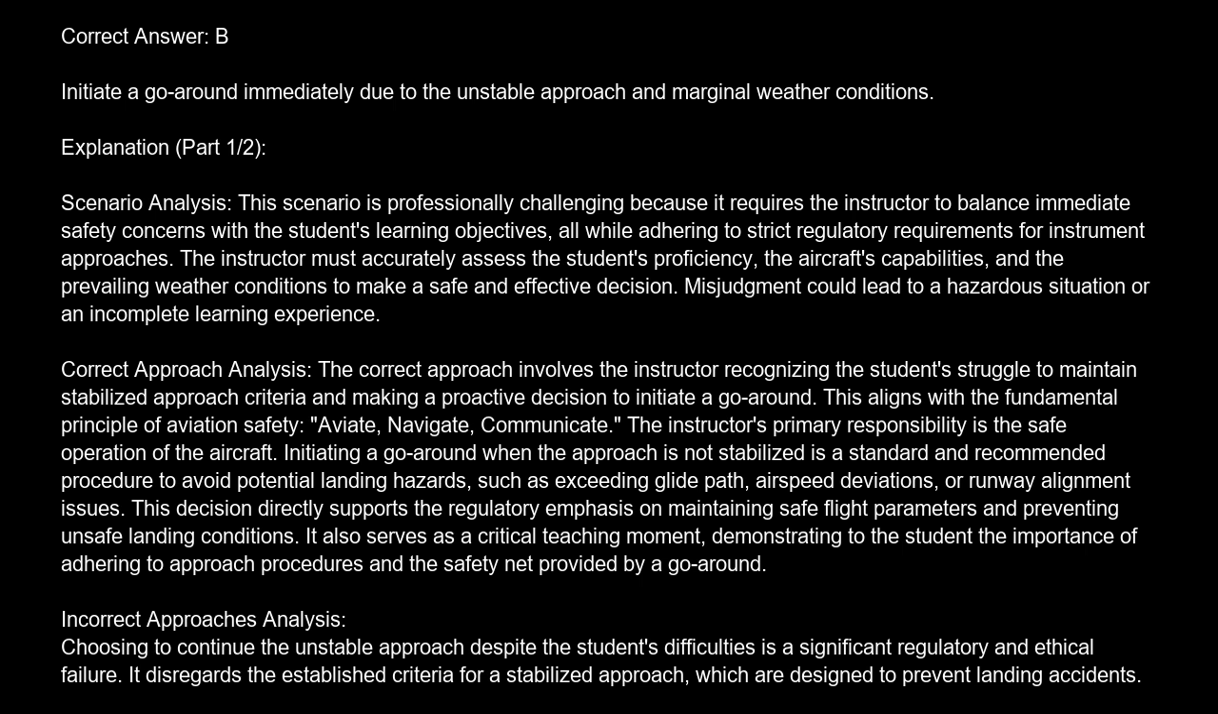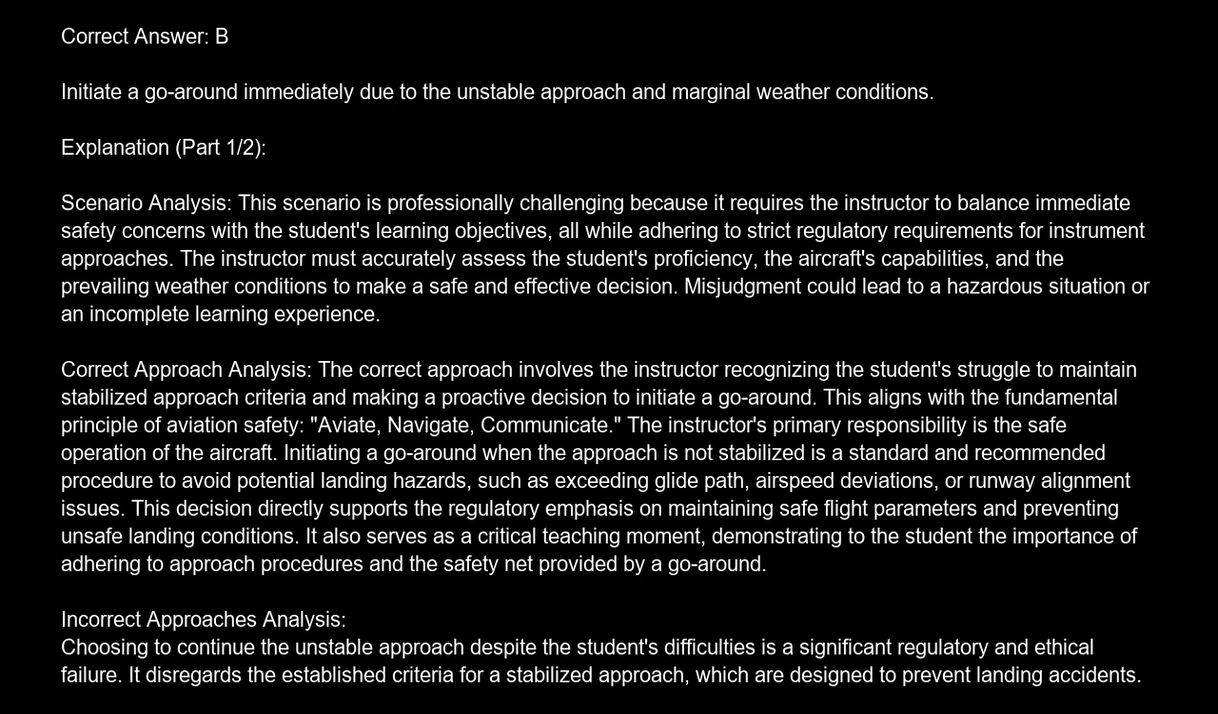Aviate, navigate, communicate. The instructor's primary responsibility is the safe operation of the aircraft. Initiating a go-around when the approach is not stabilized is a standard and recommended procedure to avoid potential landing hazards, such as exceeding glide path, airspeed deviations, or runway alignment issues. This decision directly supports the regulatory emphasis on maintaining safe flight parameters and preventing unsafe landing conditions.